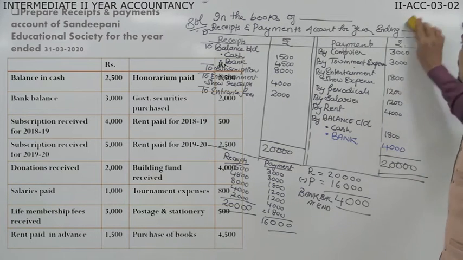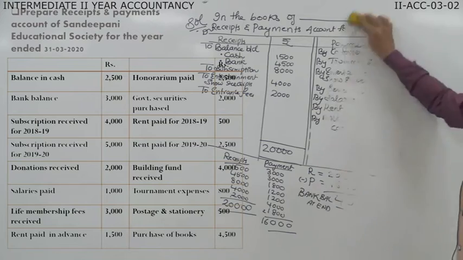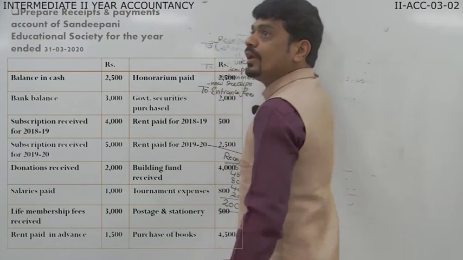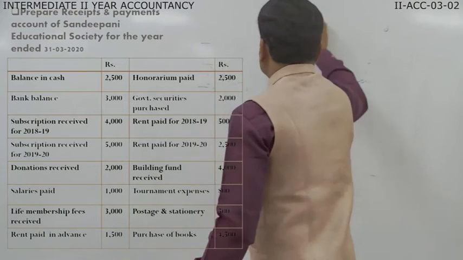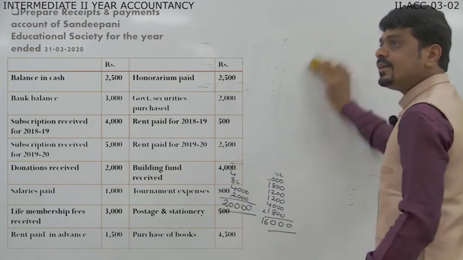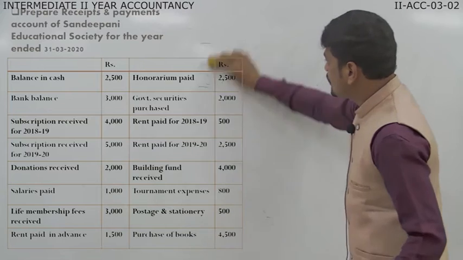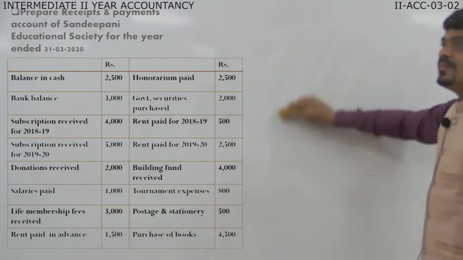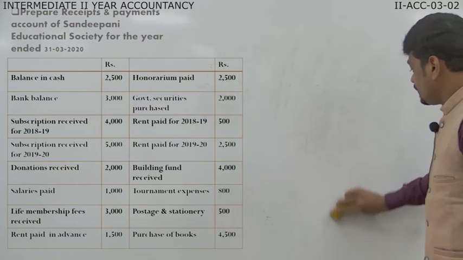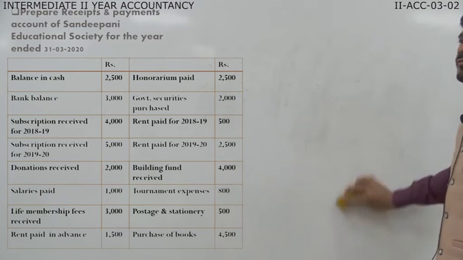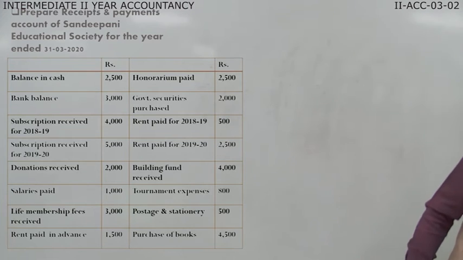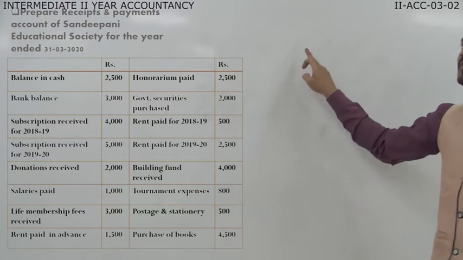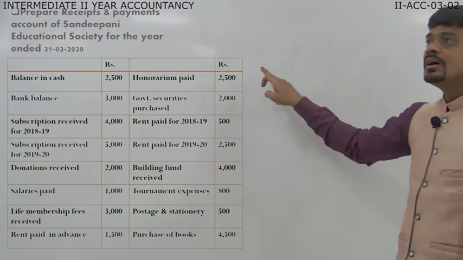If you go through the question, you can see that they are asking us to prepare the receipts and payments account of Sandipani Educational Society. So let us see what transactions are given to us. They are asking to prepare the receipts and payments account for the year ended 31st March 2020. They gave the name of the organization as well as the year ending.